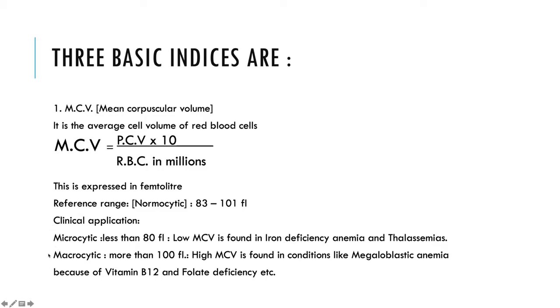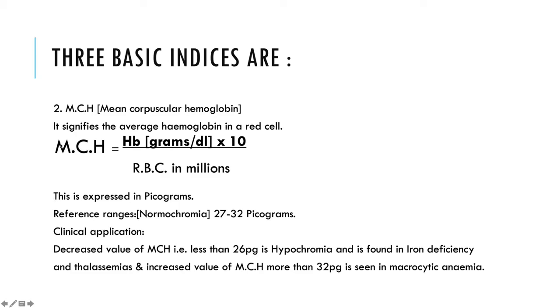Now come to the second part, that is called MCH. What is the meaning of MCH? Mean corpuscular hemoglobin. So how can you do the equation? With the help of the hemoglobin concentration method, Sahli's method or colorimetric method, you can get the value of hemoglobin. And through RBC counting, this value you also already have. So automatically you can get the value of mean corpuscular hemoglobin just by doing a simple equation, and it will be expressed in the unit picogram.